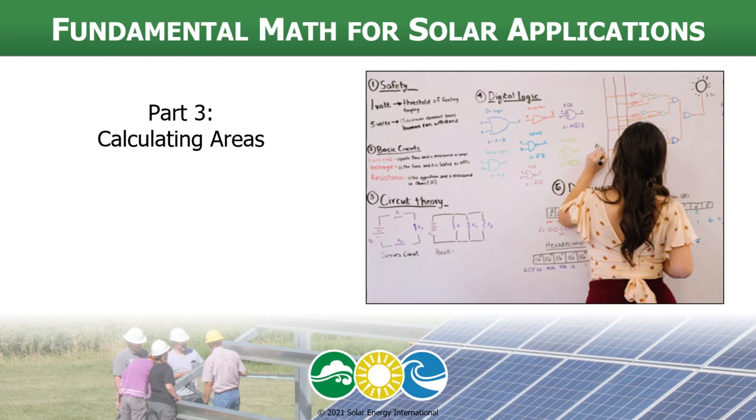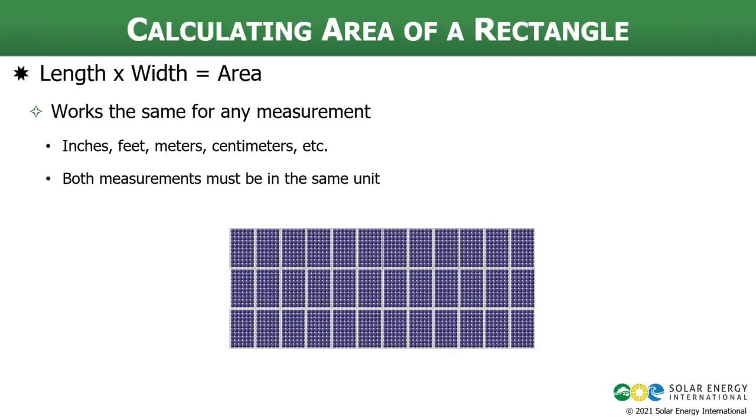Welcome back for part 3 where we are going to look at how to calculate areas. We're going to use a PV array as an example, but this can apply to roof spaces and ground areas as well. The formula for calculating the area of a rectangle is length times width equals the area.